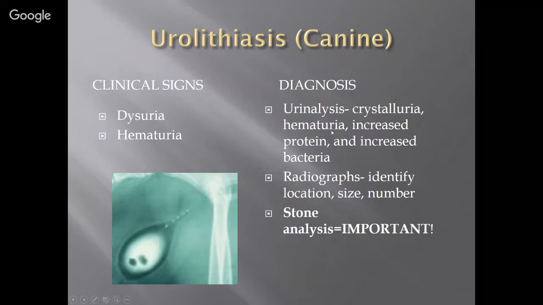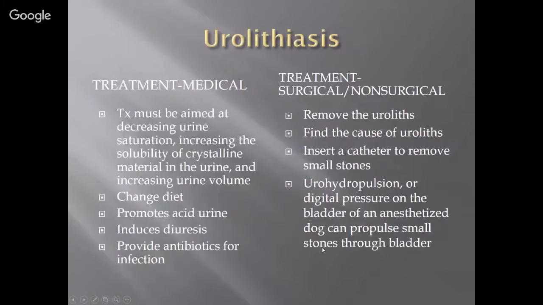Diagnosis, we'll want to do a urinalysis. We may or may not see crystalluria. We may see crystals, but often we don't because they're all in the stones. Hematuria, increased protein and increased bacteria are common. If we can do x-rays, we can identify the location, the size, and the number. We do want to do a stone analysis once we get a stone out. That is important for treatment.